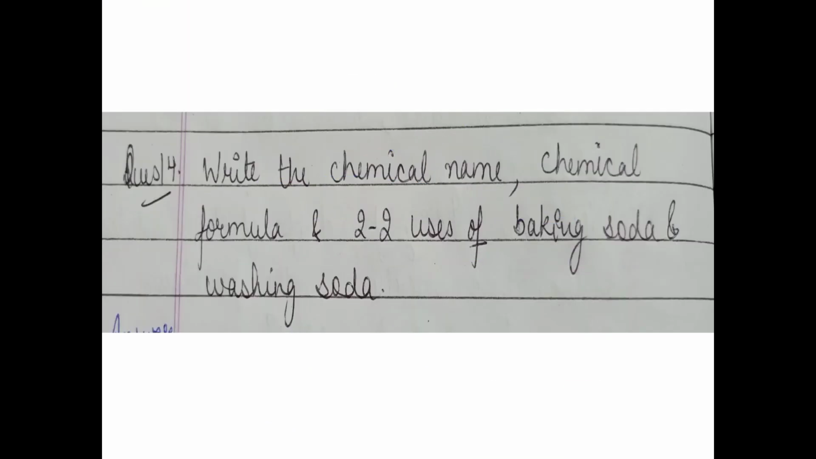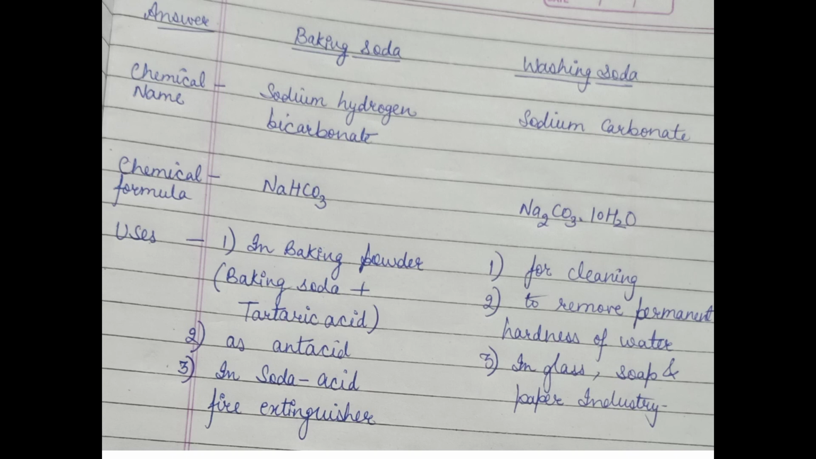Question number 14. It is quite a direct question: chemical name, formula, and two uses of baking soda and washing soda. Moving on to the answer, on one side of the page you can write the chemical name of baking soda, that is sodium hydrogen carbonate or sodium bicarbonate, and washing soda, sodium carbonate. The formula of baking soda is NaHCO3 and of washing soda is Na2CO3.10H2O. Don't forget to mention the dot and the water of crystallization, otherwise it won't work as washing soda.